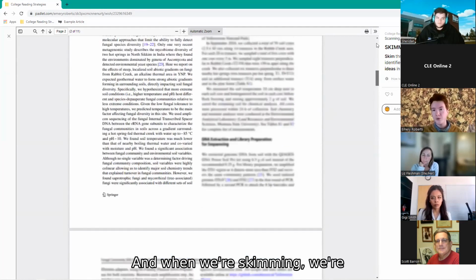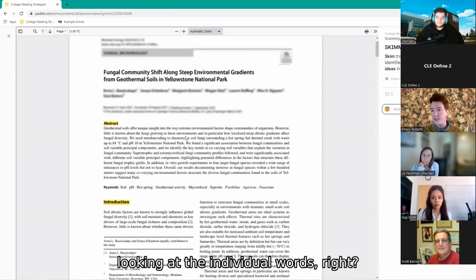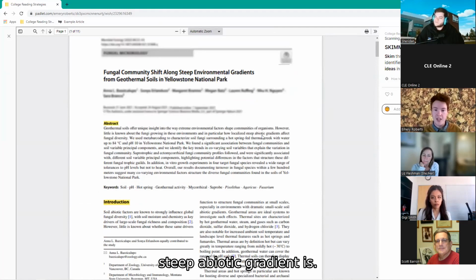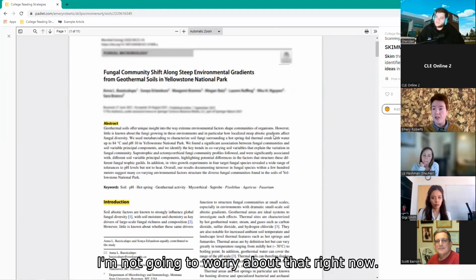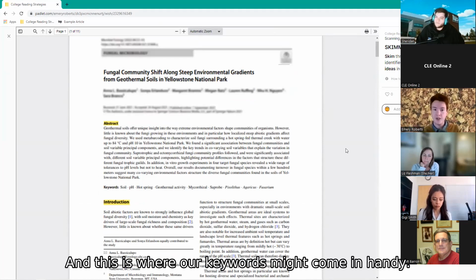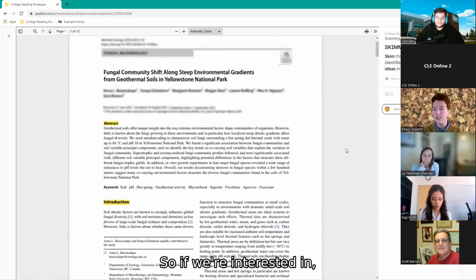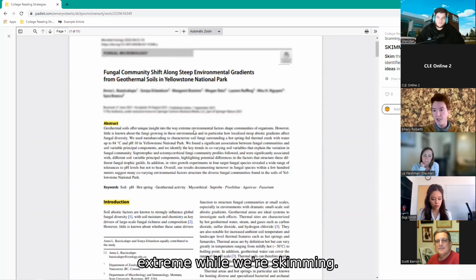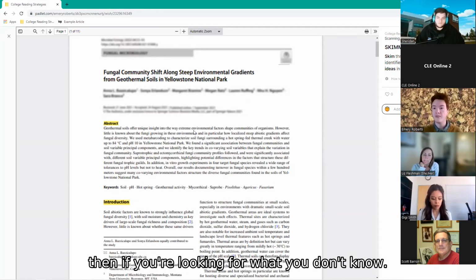Okay. And when we're skimming, we're looking at the individual words, right? If we come across words that we don't understand, like I don't know what a localized steep abiotic gradient is, I'm not going to worry about that right now. I'm just going to note that there was something I didn't know and move on. Okay. And this is where our keywords might come in handy. So if we're interested in fungus growing in extreme environments, we're going to keep a lookout for the word extreme while we're skimming. Skimming is easier to do if you're looking for what you do know than if you're looking for what you don't know.